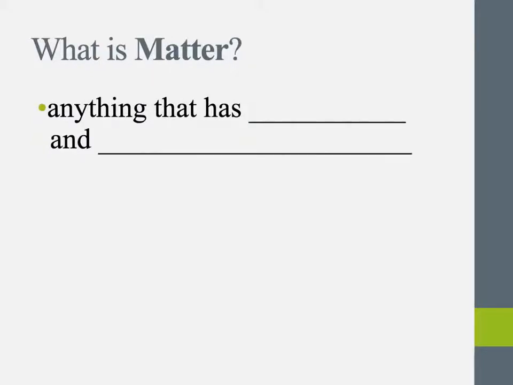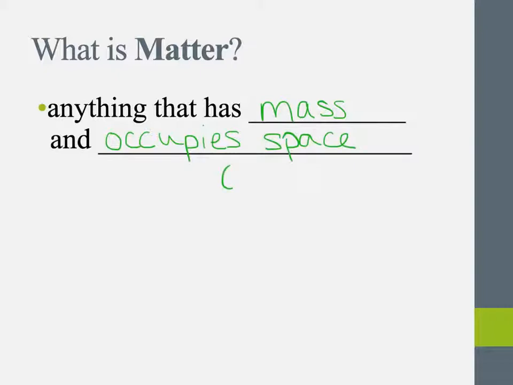Let's start by defining matter. Matter is anything that has mass and occupies space. And when we say it occupies space, that's another way of saying that it has volume. So basically anything with mass and volume is matter.